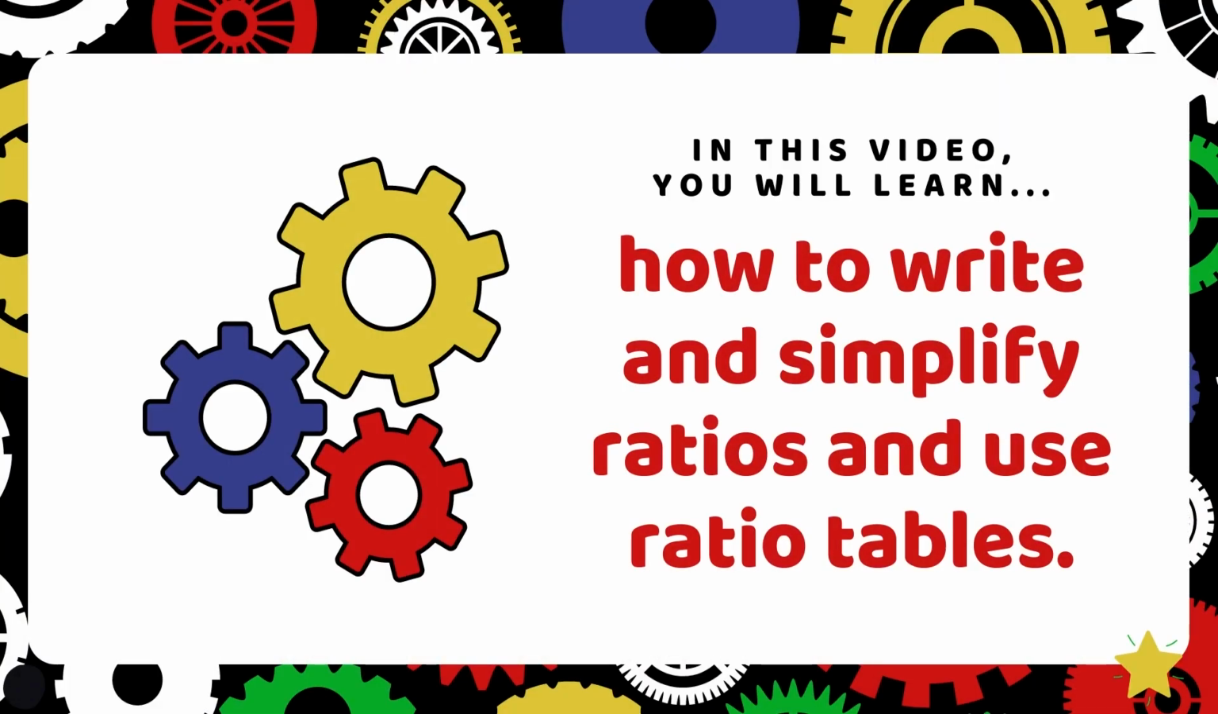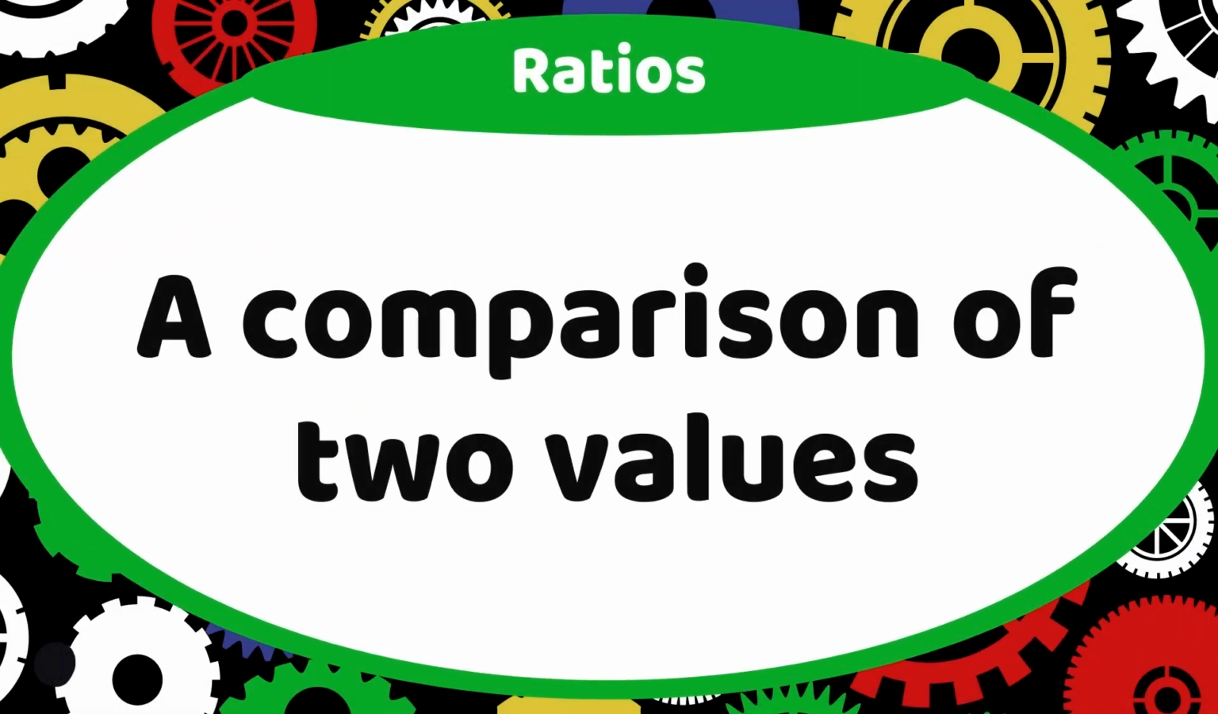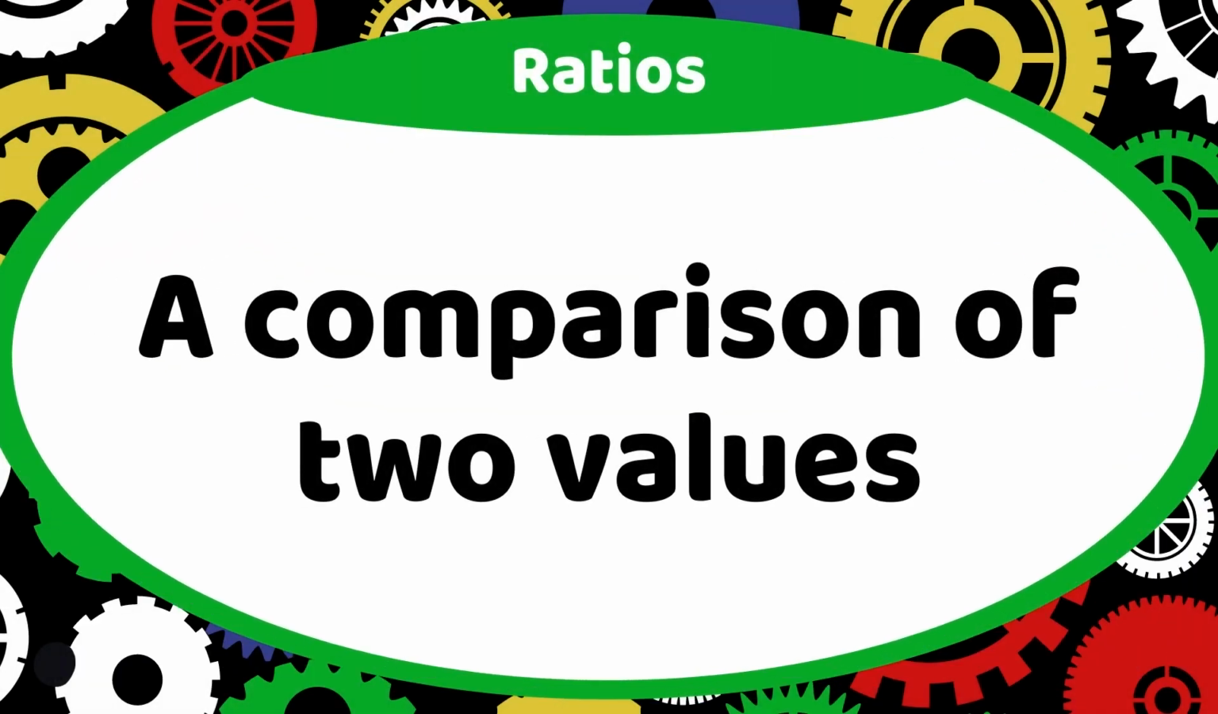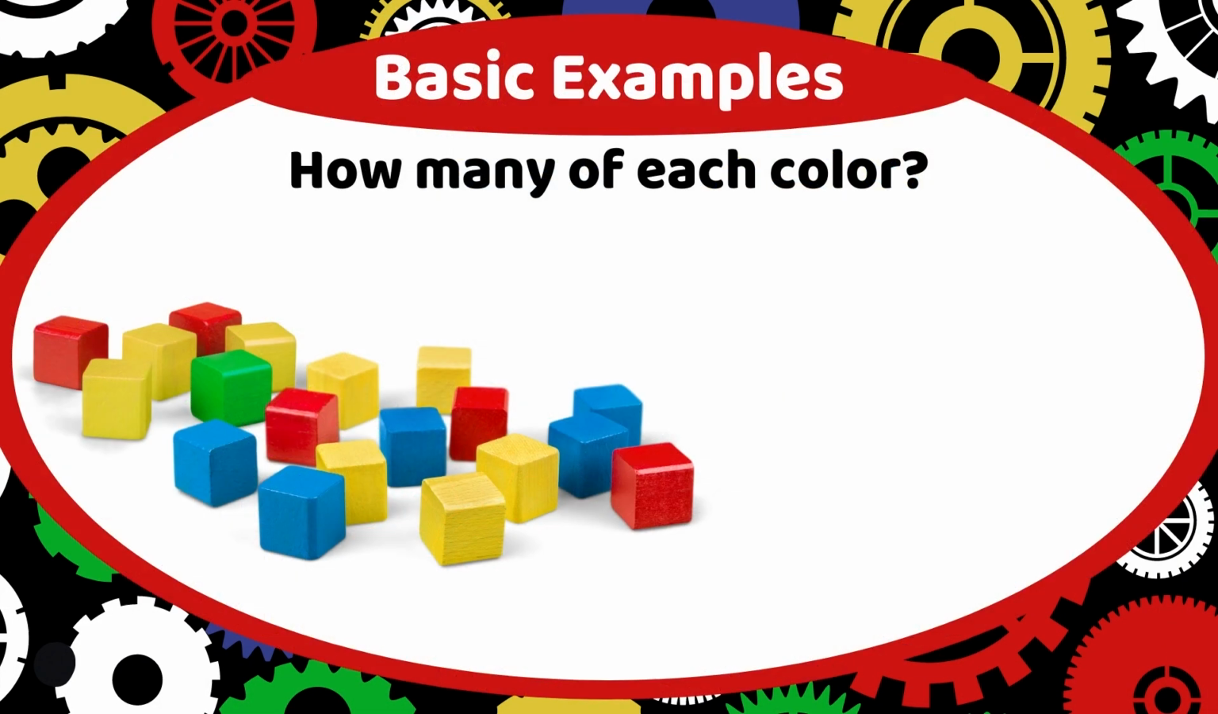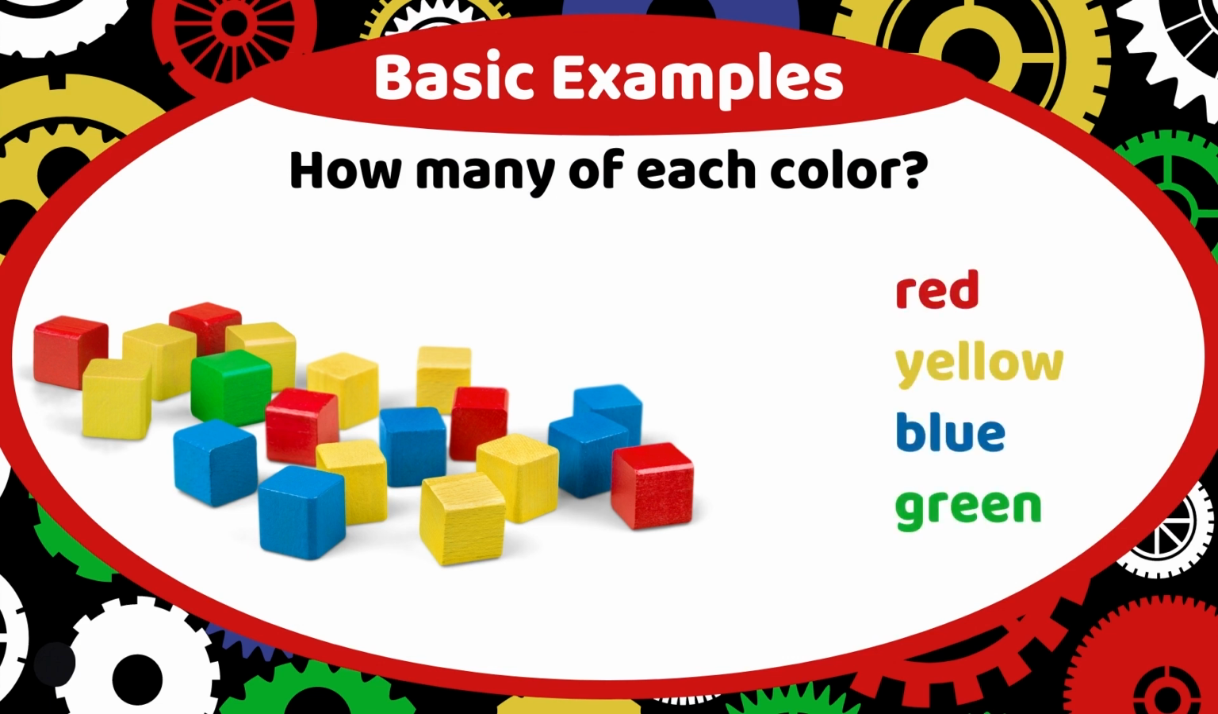In this video, you will learn how to write and simplify ratios and use ratio tables. A ratio is a comparison of two values. We'll start by looking at some basic examples based on colors of blocks. How many of each color are there? There are 5 red blocks, 8 yellow blocks, 5 blue blocks, and 1 green block.